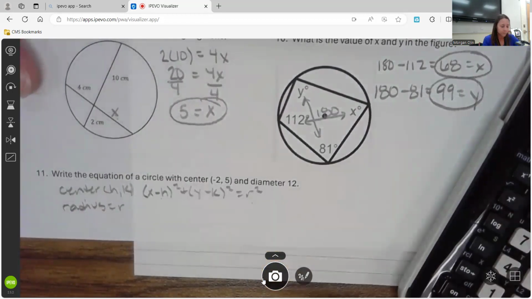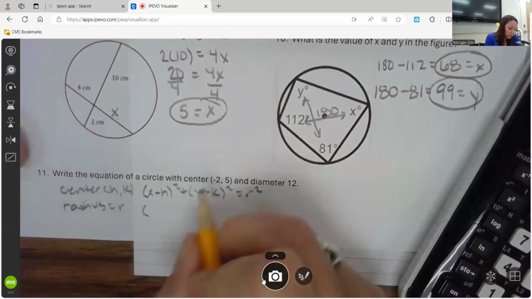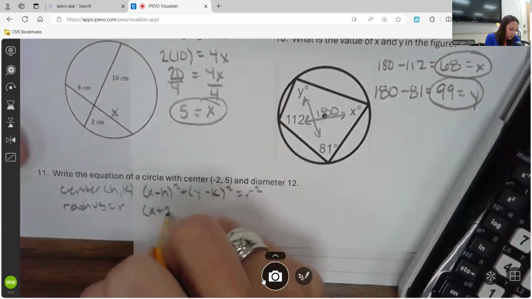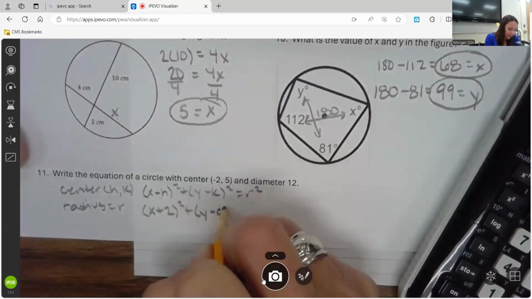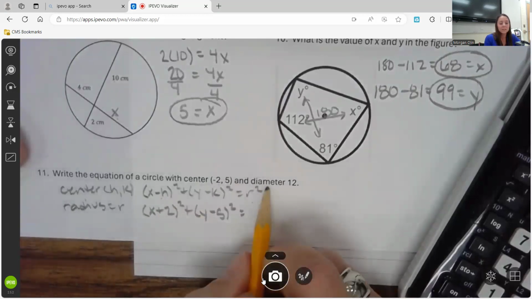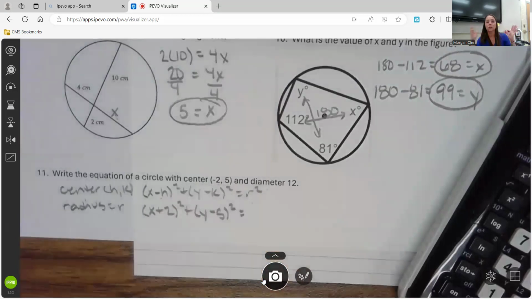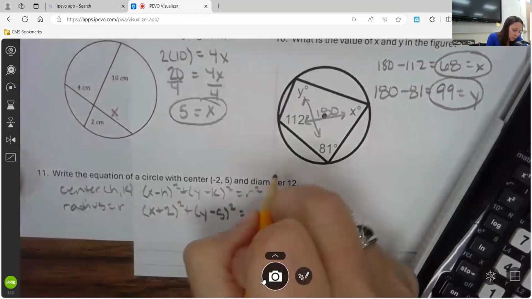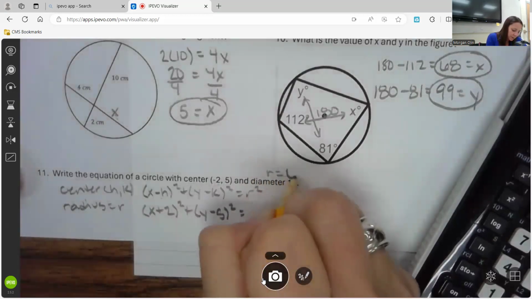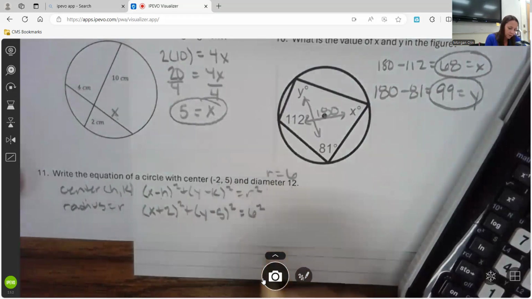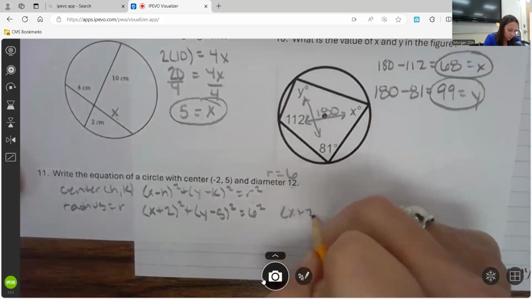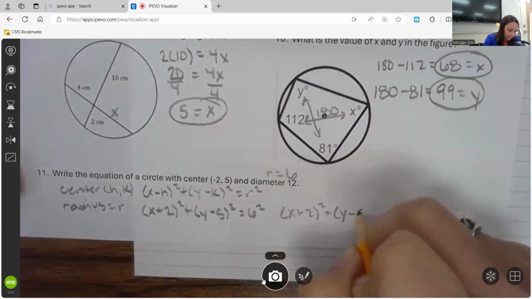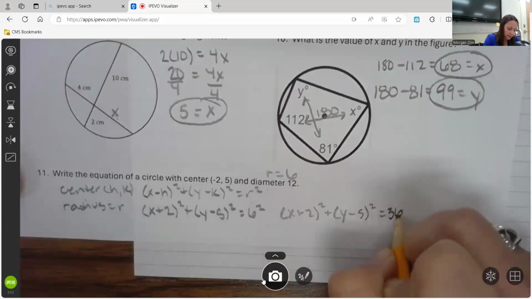We have the center. Okay, so when I plug it in, remember, do the opposite. So if that's a -2, we're putting a +2 and then squared. And then the y is 5, so we're going to say y minus 5 and then squared. And then the radius. Notice they give you the diameter. Okay, when a picture has a diameter, it has the whole thing across. Make sure you find the radius. So the radius, half of that, is going to be 6. So we put 6 squared, which is actually going to be 36. So x plus 2 squared plus y minus 5 squared equals 36.